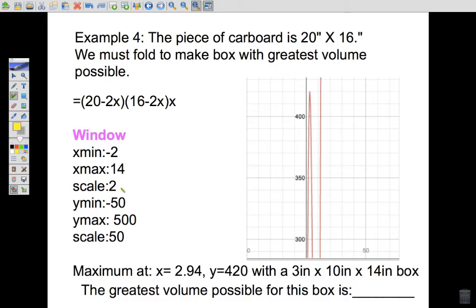Now the y is more of a challenge, and it really does require a little bit more playing around. This is where I say, go big or go home. Pick some really large numbers for the range of that y-axis. I often start with -50 for my minimum and +500 for my maximum. And because those numbers are so large, I'm going to use a scale of 50. Each tick mark is going to be 50 units. Hit graph one more time.